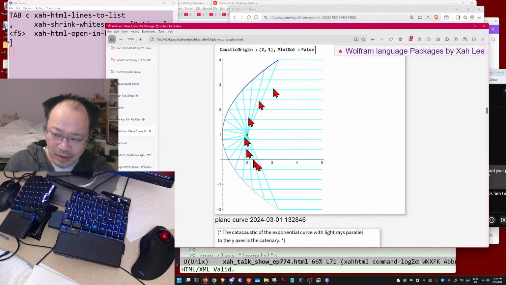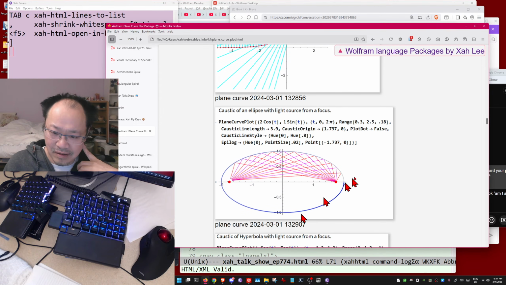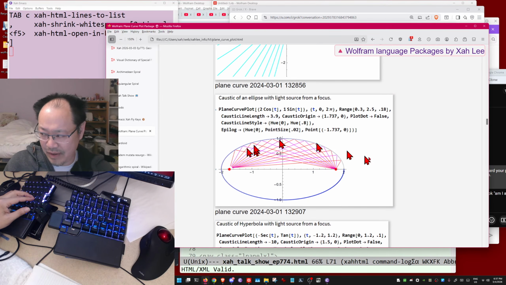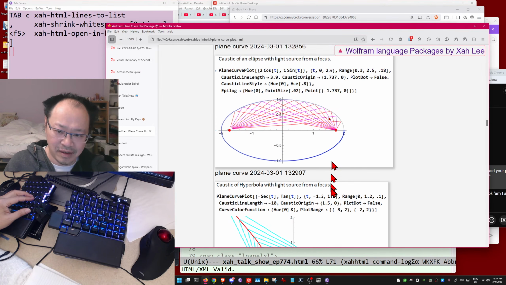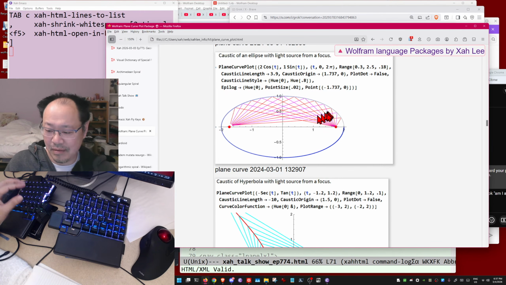This parabolic mirror. Okay, then there are several. Okay, so optical properties of ellipses. Have you guys seen the elliptical pool table?